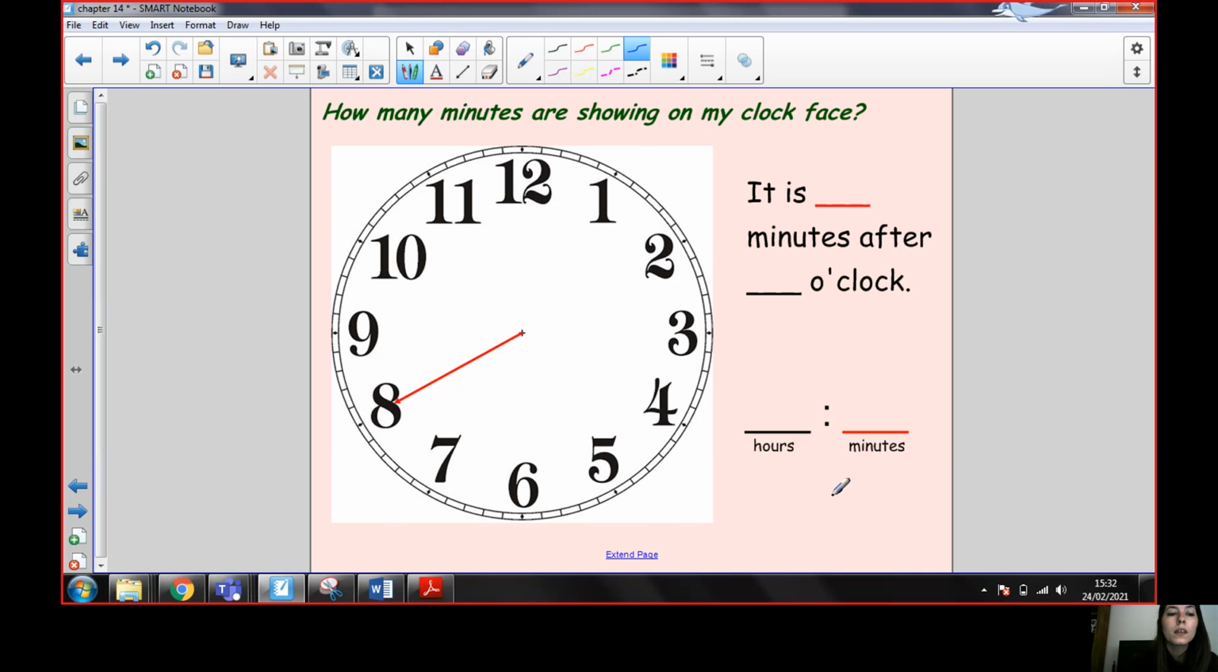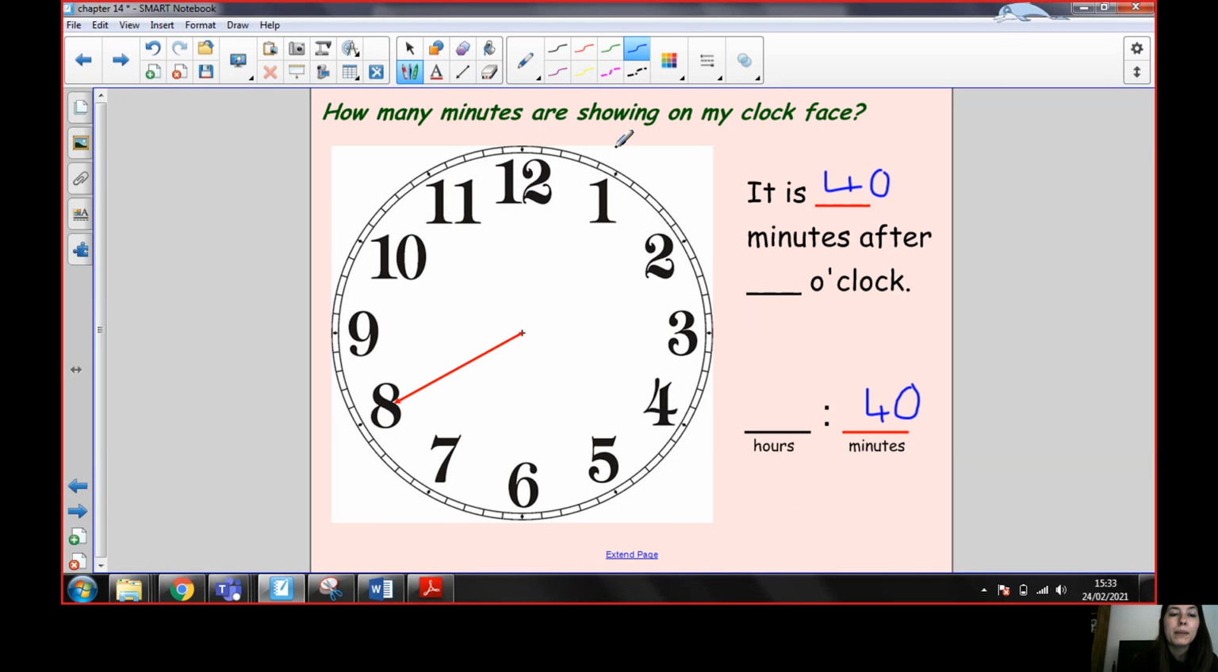What about this one? The minute hand is pointing to the 8. How many minutes does the 8 represent? Can you count in fives on your clock face as you pause the video and then we will come together? So we know we've got 0 here. Let's count in fives and see if you were right. 5, 10, 15, 20, 25, 30, 35, 40. The 8 represents 40 minutes after the hour. It is something 40. It's 40 minutes past a certain hour in the day.